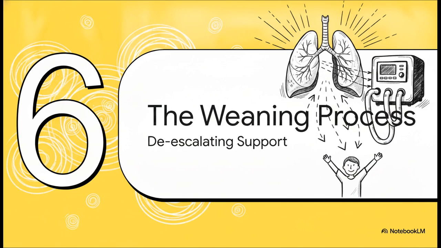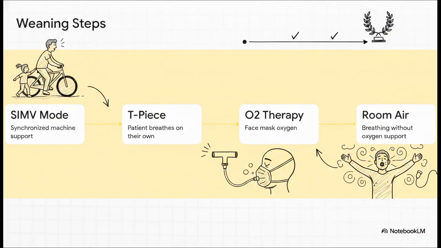Section 6. The Weaning Process. De-escalation support. Finally, we reach the most triumphant stage of the entire journey. The patient is recovering, the lungs are healing, and it's time for the weaning process, the careful, systematic de-escalation of mechanical support. We slowly step the patient off the machine to rebuild their strength. We start them on that SIMV mode we talked about earlier, acting as the parent holding the bicycle. Once they master that, we move them to a T-piece.